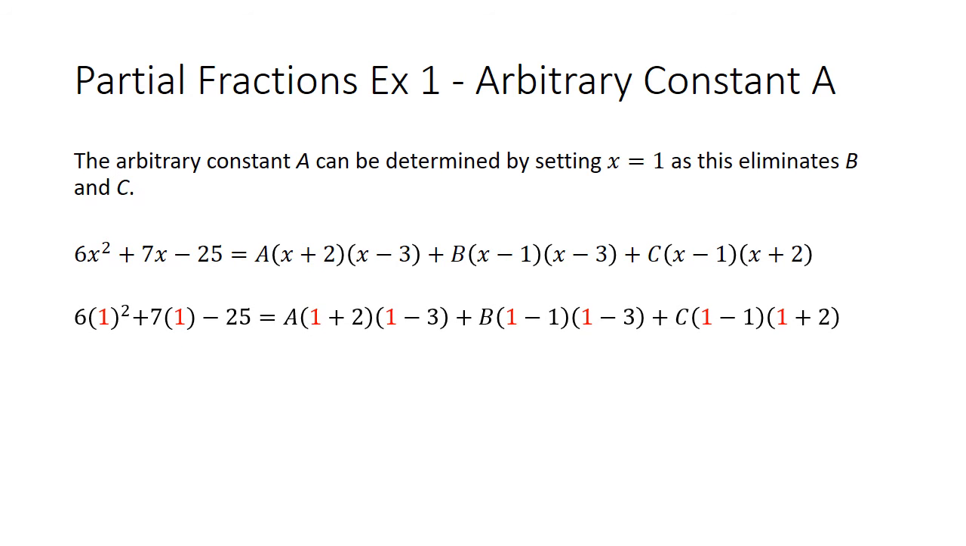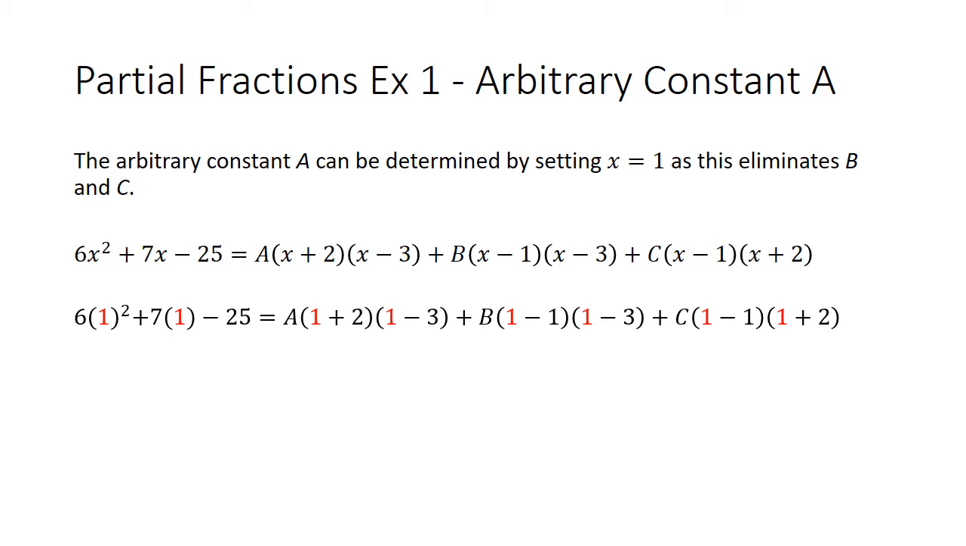If I plug in x equal to 1, you can see the value shown here in red. If you look at the term over here at B, it's 1 minus 1, so that will go to 0. Therefore, B will go to 0. And if you go to the arbitrary constant C, you'll see it's multiplied by 1 minus 1, so that will go to 0. Therefore, C will be eliminated.